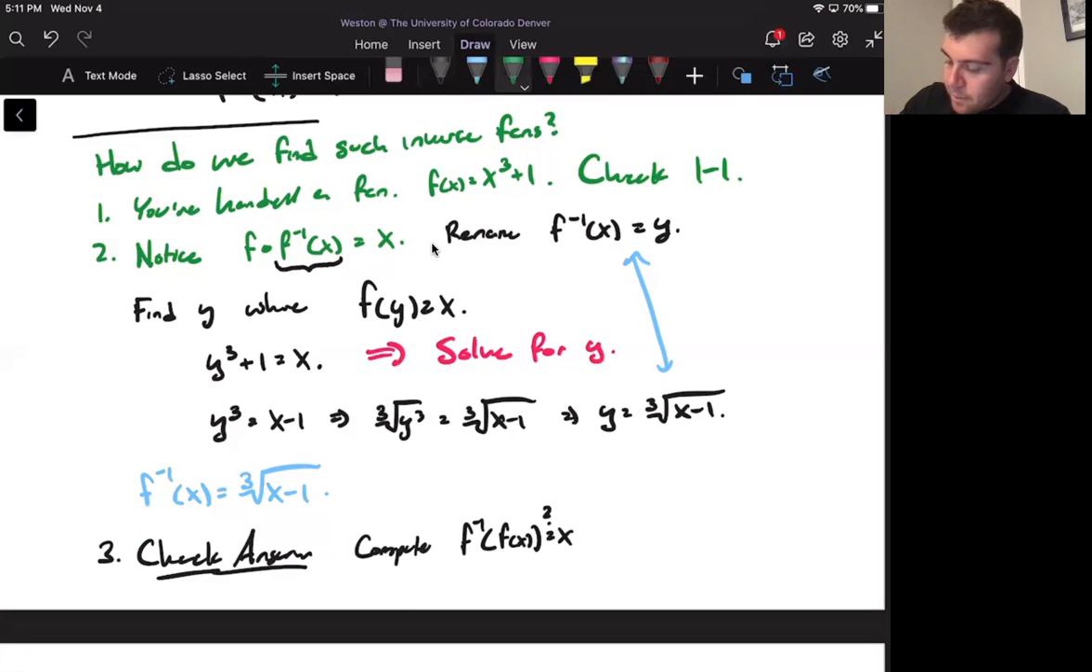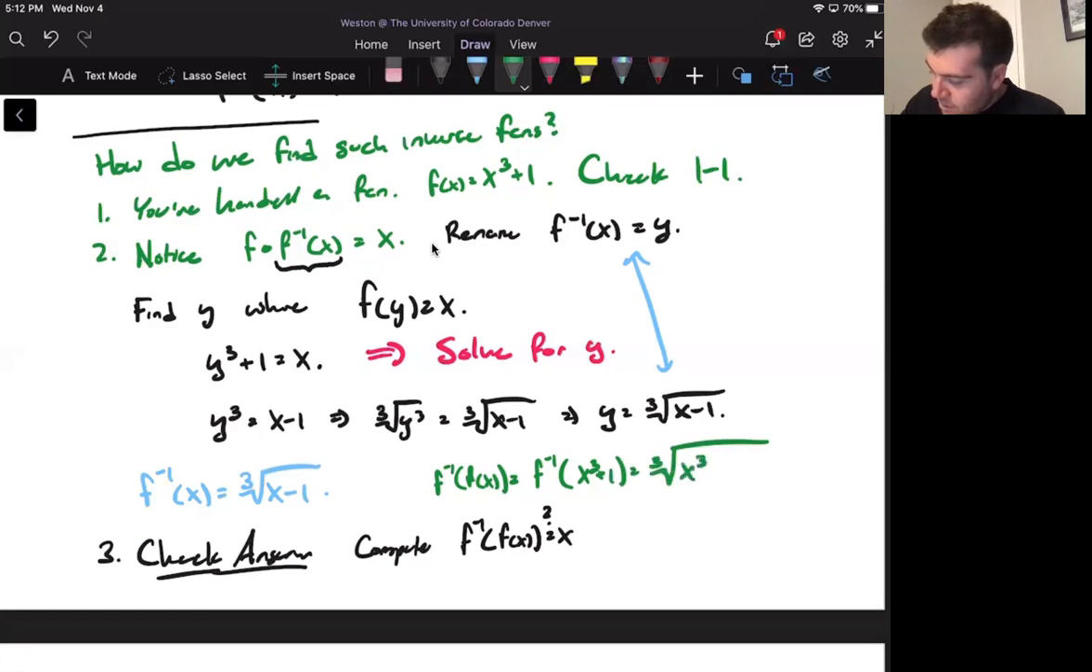And I'm going to work in a disorderly fashion by working above. f inverse of f of x: f of x is x cubed plus 1, so f inverse of that is the cube root of x cubed plus 1 minus 1, which is the cube root of x cubed, which is x. So there we have it. We found the inverse function, and we checked it to make sure that it actually was the inverse function.